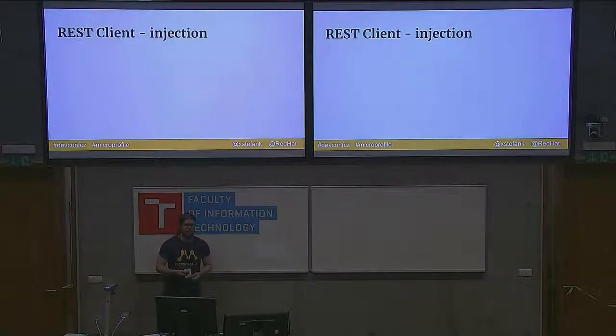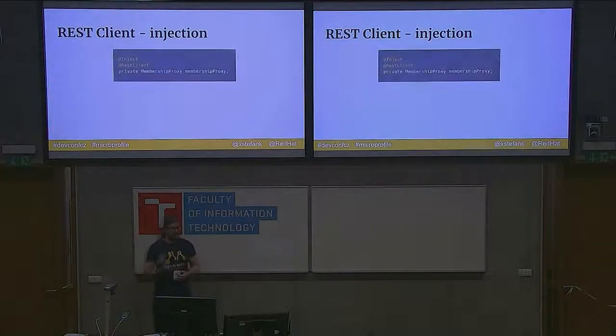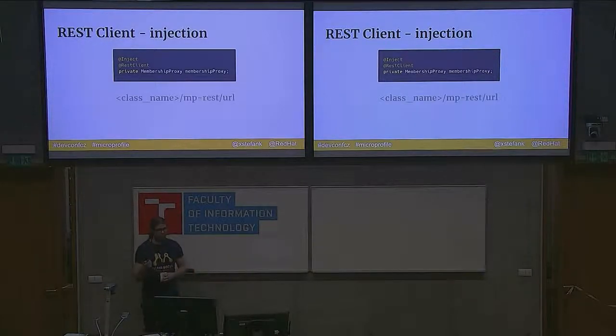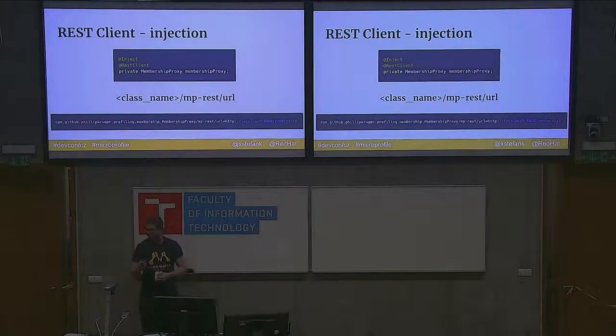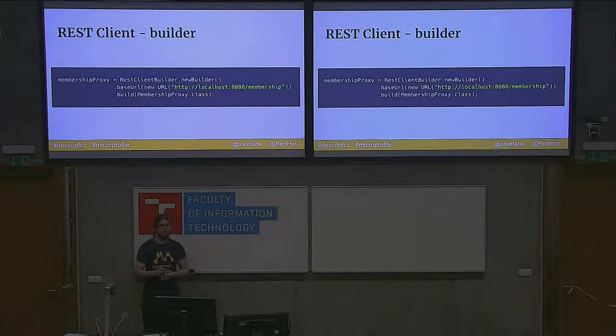So you can use this interface in two ways. You can directly inject it with the @RestClient qualifier, and then you can directly use it in your code. However, you are required to specify the intended target, or the URL where you expect your service to be exposed. This is done by a MicroProfile Config property, which is the fully qualified class name slash mp-rest slash url, something like this. The other way to specify it is by a RestClientBuilder, where you are required to explicitly specify the URL you are using.